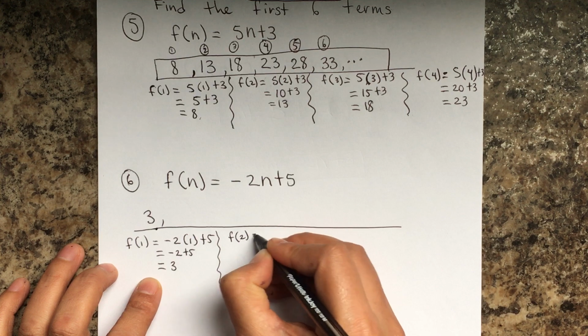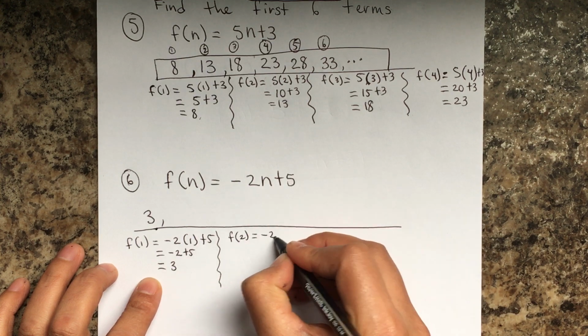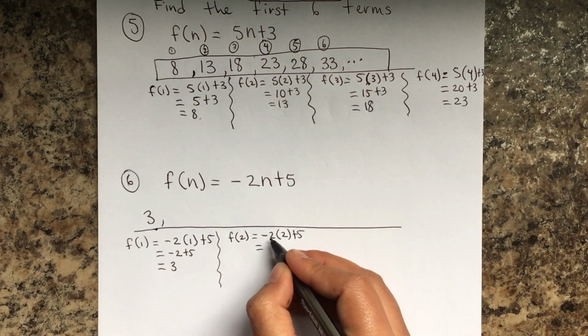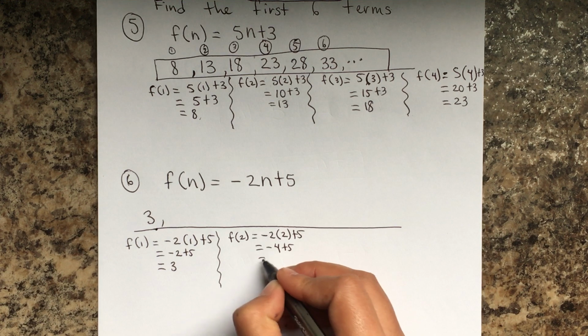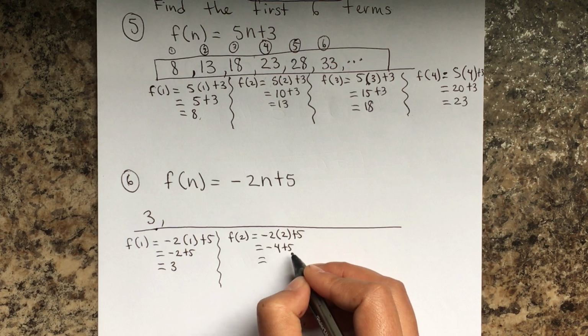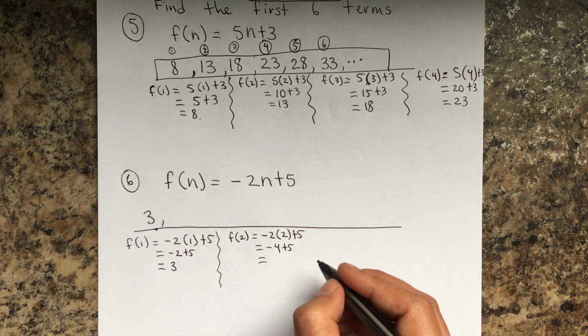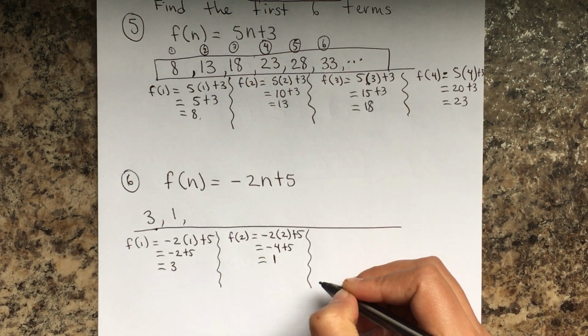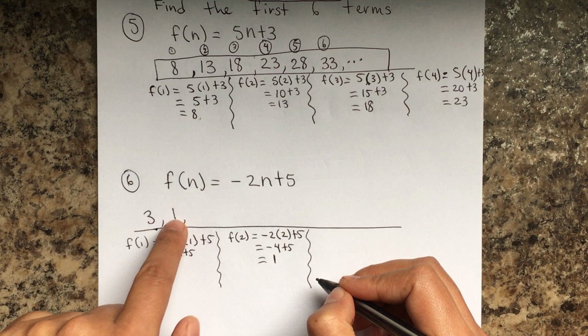F of 2 is equal to negative 2 times 2 plus 5. And negative 2 times 2 is negative 4 plus 5, which gives me, I owe $4, I pay with 5, that means I have 1. What's going on? It looks like we are subtracting 1.